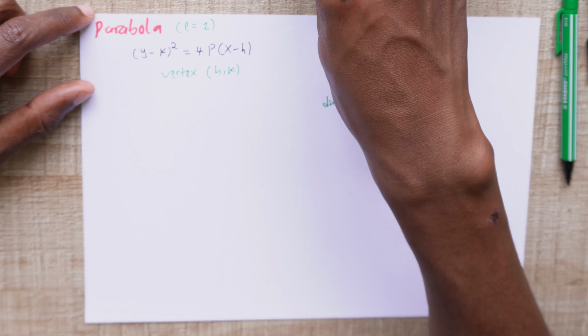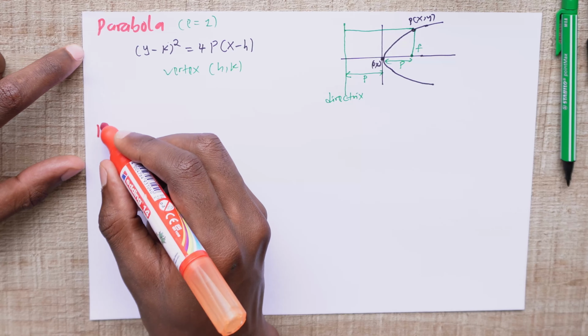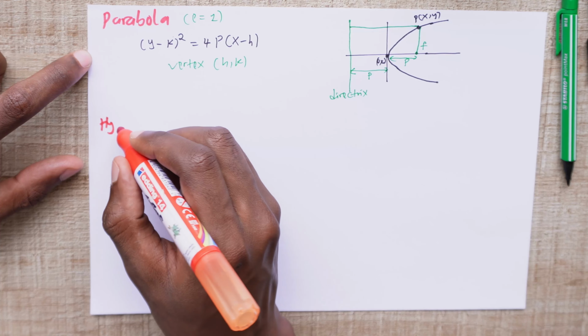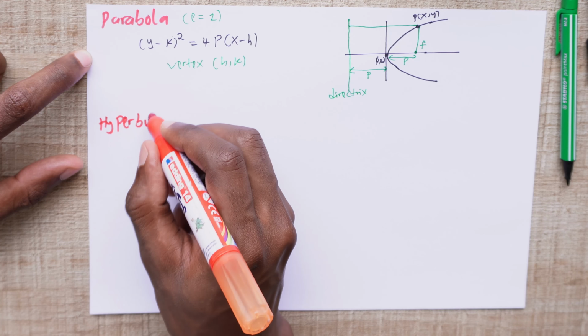And the last conic section here is the hyperbola, which has an eccentricity greater than 1. So a hyperbola is defined as a set of points.